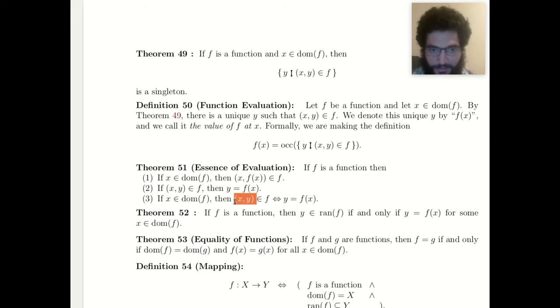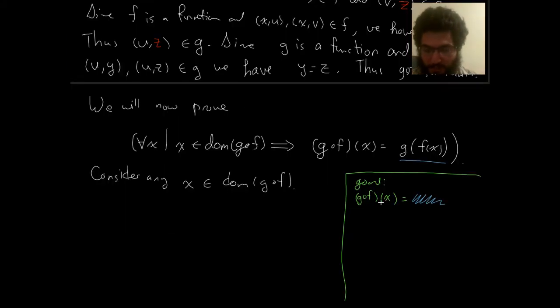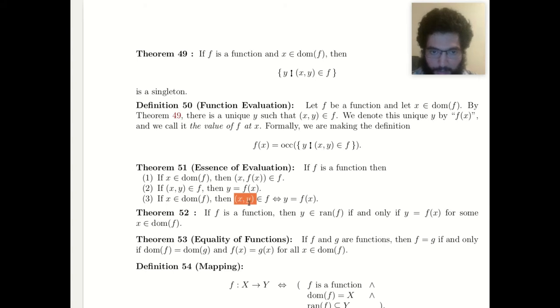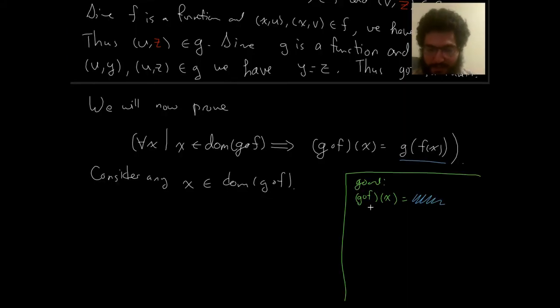By Theorem 51 Part 3, since this is a function and x is in its domain, my goal is actually equivalent to showing that the pair x comma blue stuff is in this function. So actually my goal is showing x comma blue stuff is in there. So that's really my goal. Okay, and actually let me fill in what the blue stuff is. It's this. This is my goal.